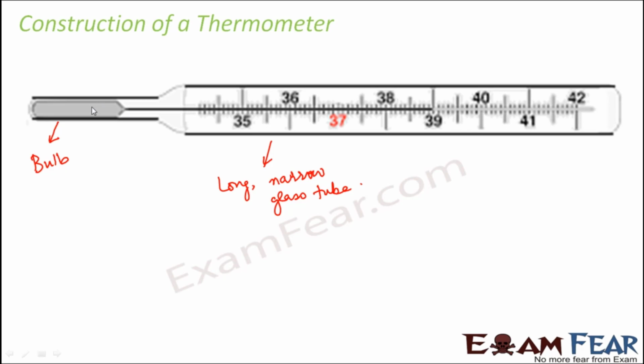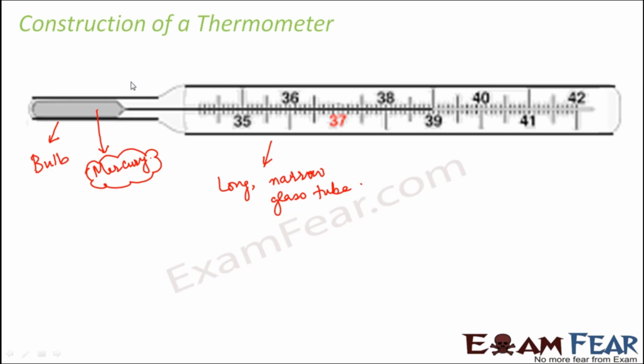Now inside this bulb you have a liquid. And what is this liquid? This liquid is mercury. Mercury is the only non-metal which is liquid at room temperature. Now this mercury has got some special properties because of which it is used in the thermometer.